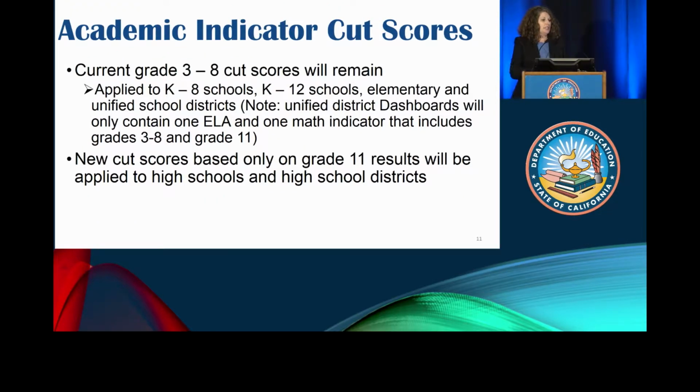So similar to what I just said, it's now on the slide. I keep forgetting that. Unified school districts, of course, will have just the one English language arts indicator and mathematics indicator, so it will not look like separate results. You'll see the academic indicator the same as you saw it on the dashboard. For this prior year, you'll just have to note that you now have grade 11 students, so you have a larger denominator than before.